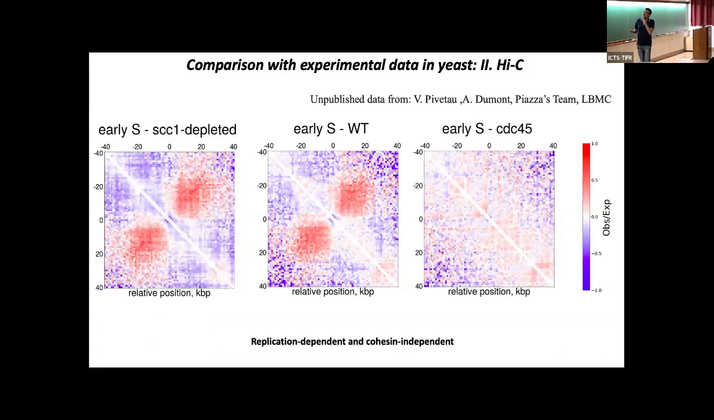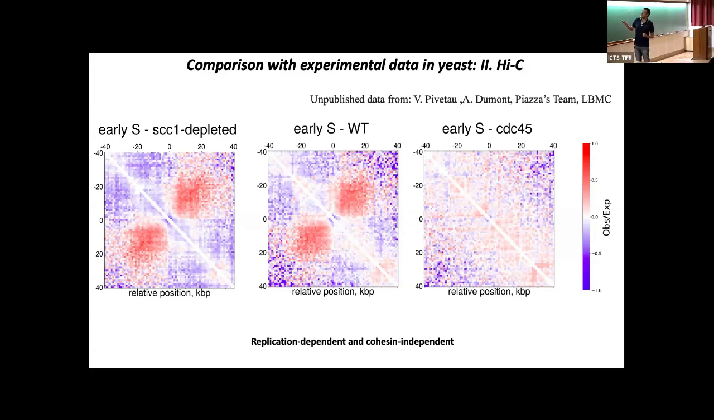So Aurel, and actually it's Vinciane in his group who did the experiment. She depleted cohesin, and basically, by depletion of cohesin, you still maintain this nice fountain pattern while you are totally removing the loops that are cohesin mediated on the Hi-C map.